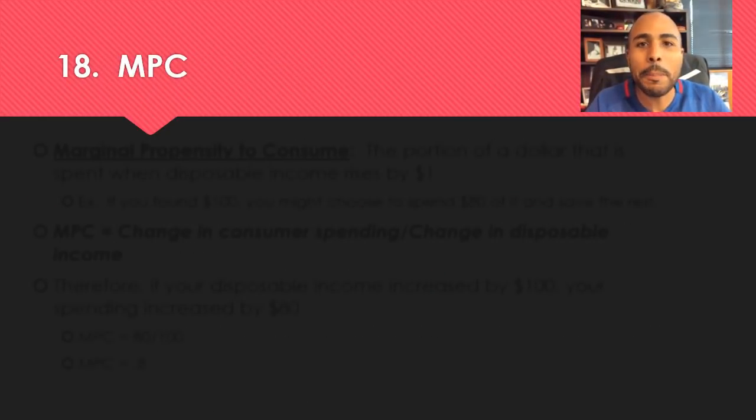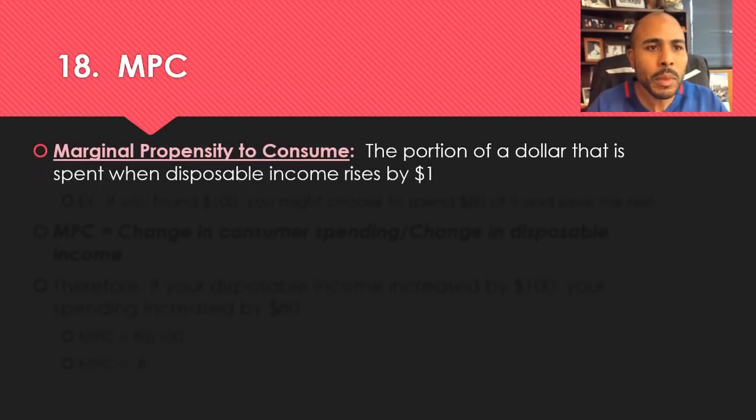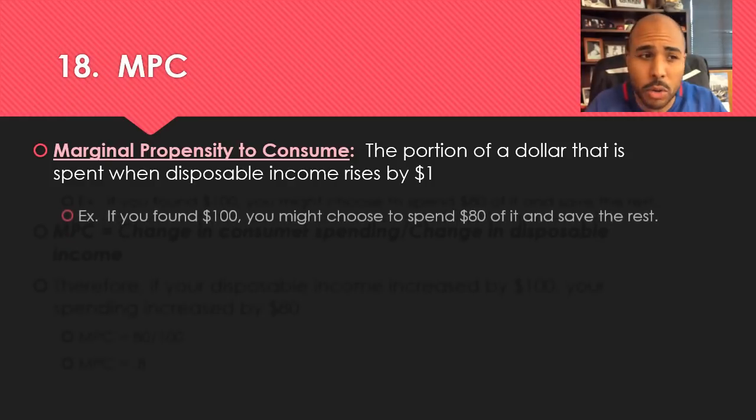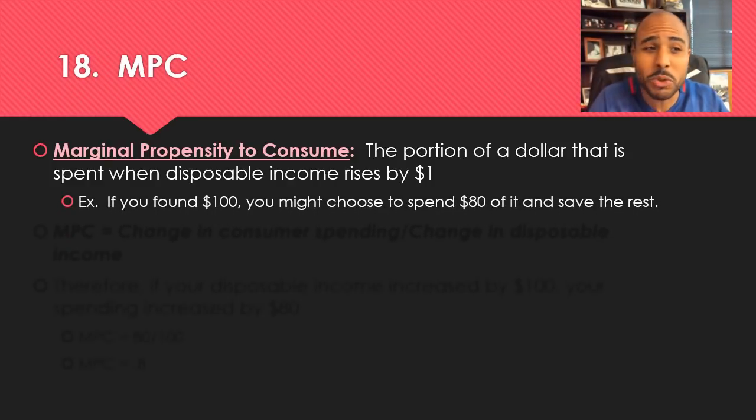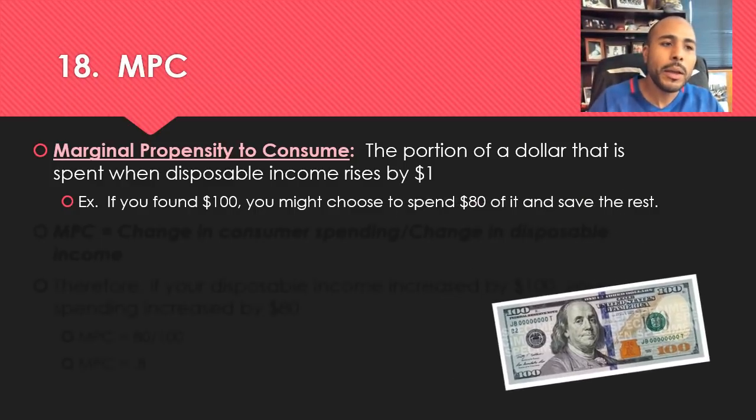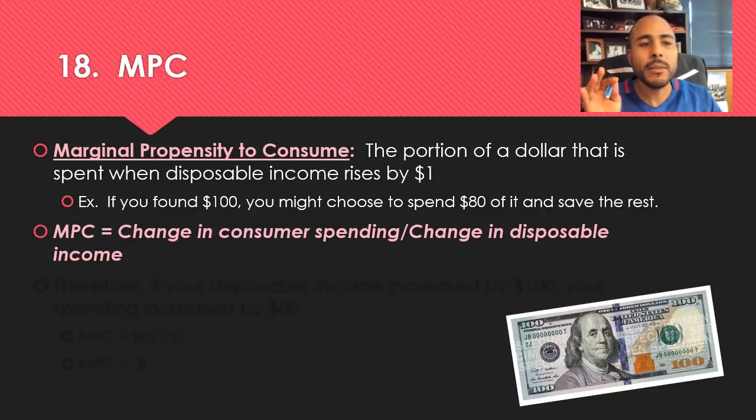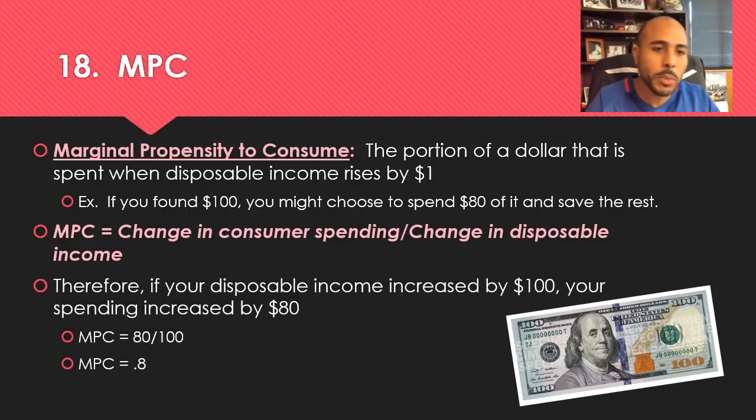All right. MPC, marginal propensity to consume. That means the portion of a dollar that is spent when your disposable income rises by $1. For example, if you were walking home from school and you found $100, you might choose to go spend $80 and then just save the rest. The MPC is equal to the change in consumer spending divided by the change in disposable income. Therefore, if your disposable income increased by $100 and your spending increased by $80, it would be 80 divided by 100, which is equal to 0.8. So your marginal propensity to consume in this scenario would be 0.8.